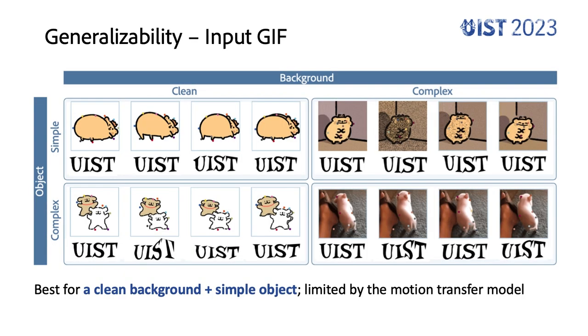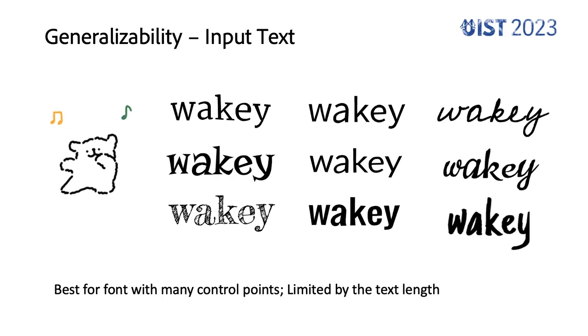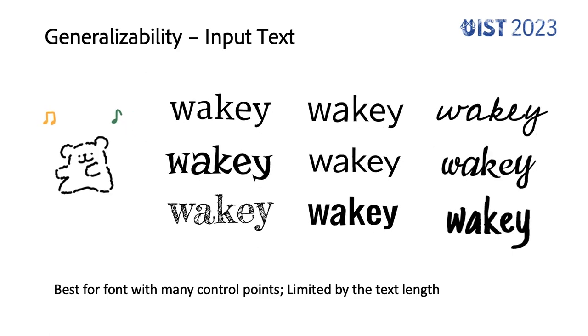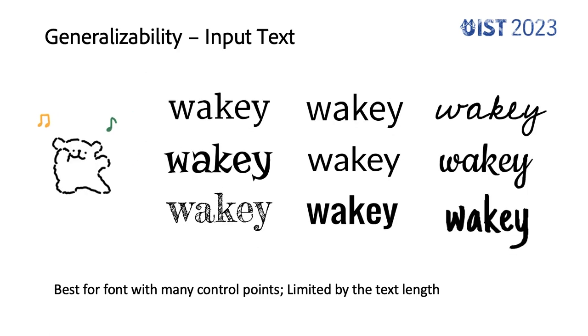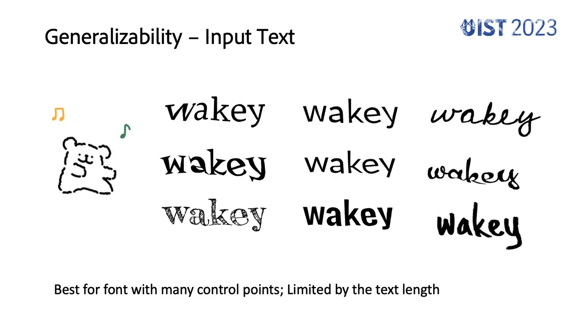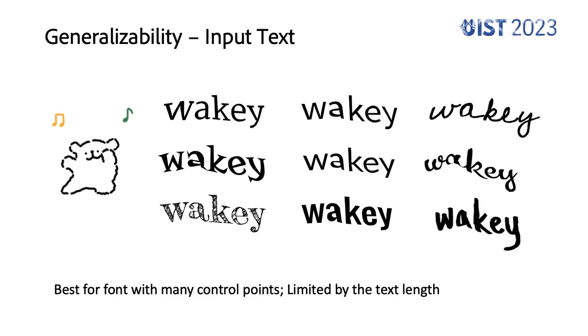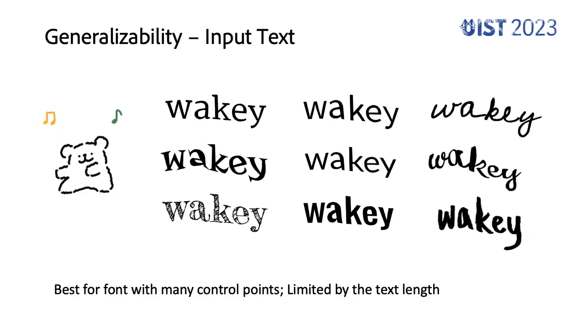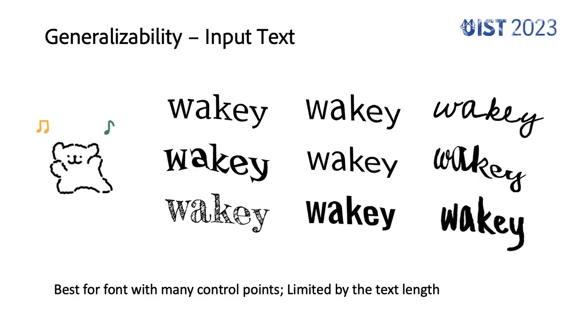For different target GIFs, the automatically generated result is the most stable for a clean background with only one simple object. To scale to more diverse GIFs, we can enlarge the training dataset of the backbone model or integrate with large general models. And for different source static text, the approach works best for fonts with many control points, because more control points ensure more stable local structure. The text length also matters because it determines whether the text can look like the target.